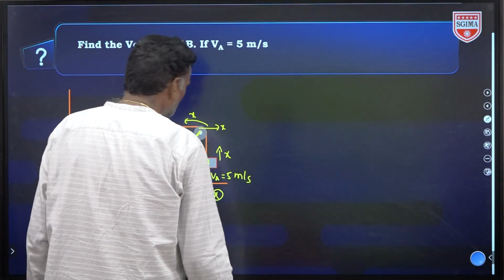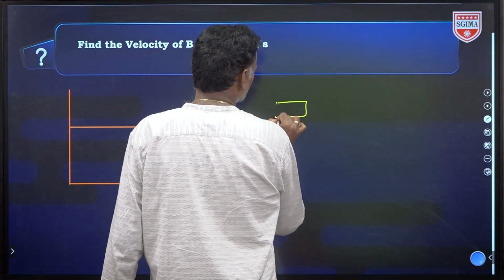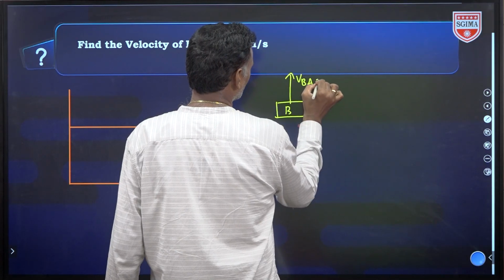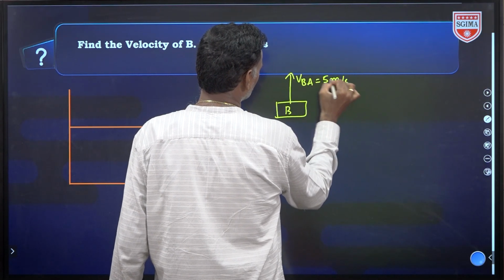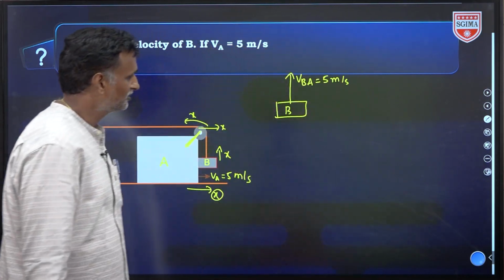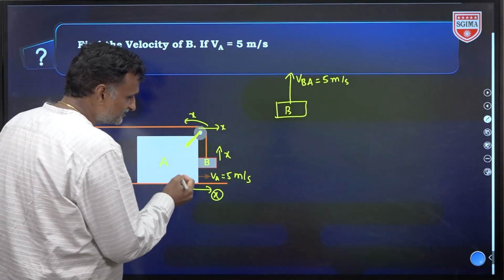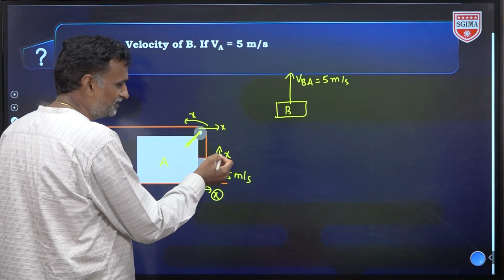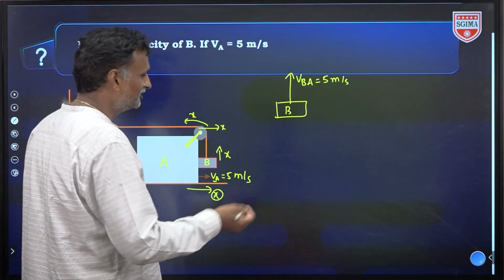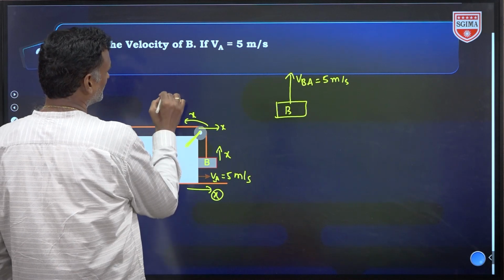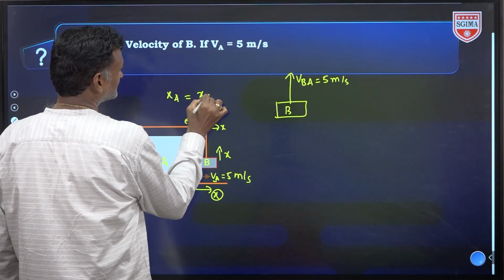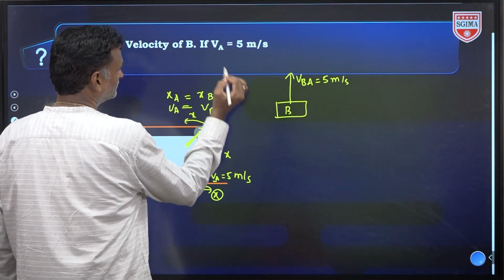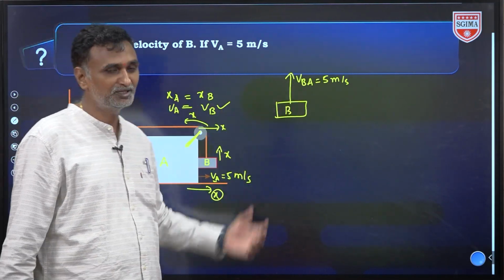So we can consider this is block B and it goes upward, VBA is exactly 5 meter per second. Sir, how did you write 5 meter per second directly? So what is the velocity of A? 5 meter per second. It covers x displacement, and B is also covering x displacement. And if you want to write from the beginning, XA equals XB, and differentiation of this equation gives VA equals VB. So that is what I have written.